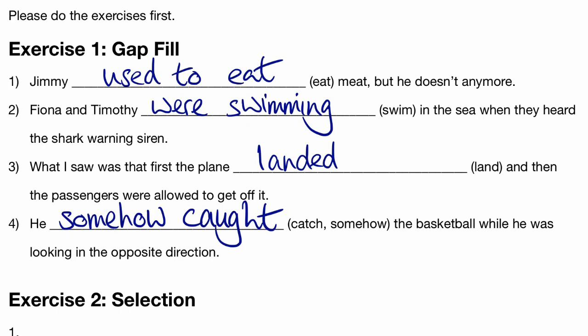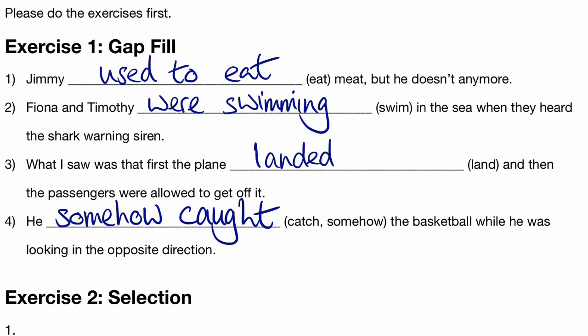Number 4. He somehow caught the basketball while he was looking in the opposite direction. Note that if there is another word in brackets and not just the verb, in this case somehow, you have to include that in the answer, and it has to be in the right order. So you can't say he caught somehow the basketball. It has to be he somehow caught the basketball. One word which often appears in brackets is the word not. Notice also that I've spelt the word caught correctly. You have to spell these words right.